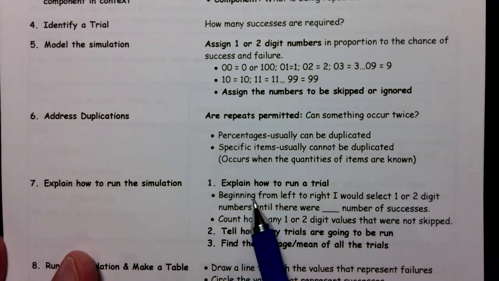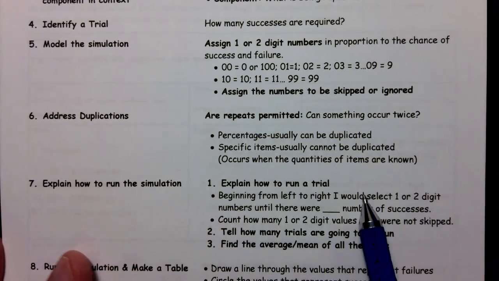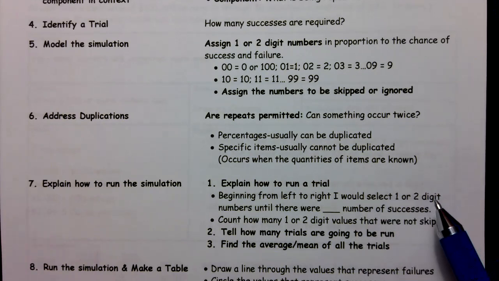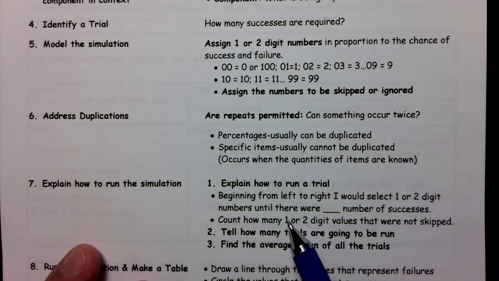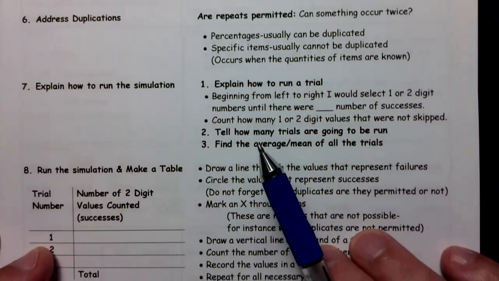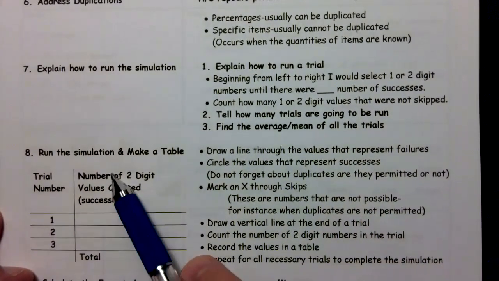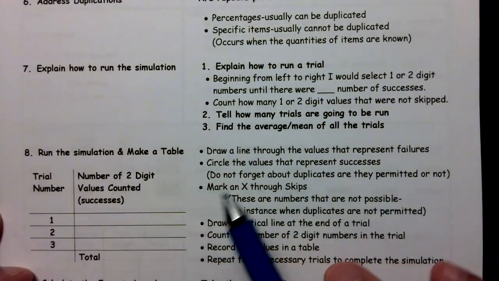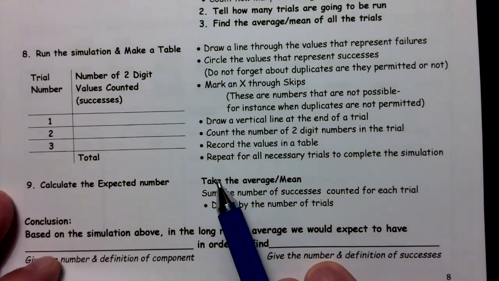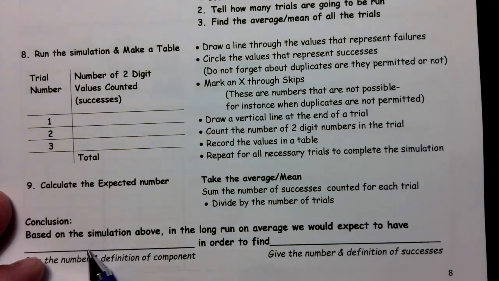All right. Explain how to run the simulation. Well, we're always going to begin from left to right. And we'll say, I'm going to use 1 digit, or if the case is, we'll run 2 digit until I have a certain number of successes. Then we're going to count how many 1 or 2 digit values were not skipped, tell how many trials were run, and then we're going to take an average. We will make a table of this. We'll keep track of it. We'll take the average as we said we would, and at the very end, we'll give our conclusion.